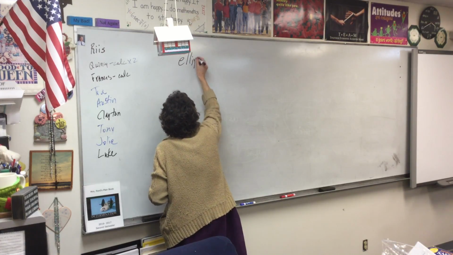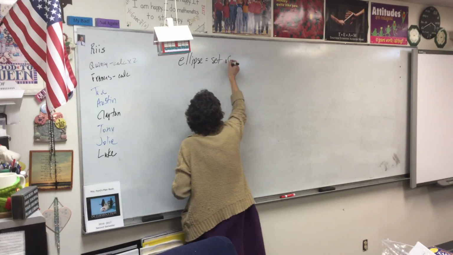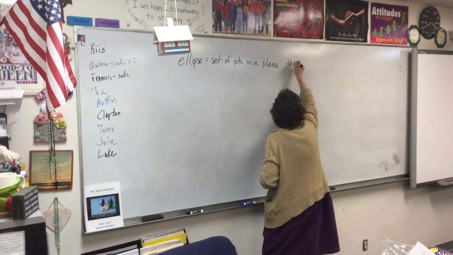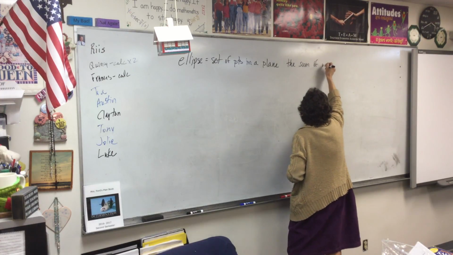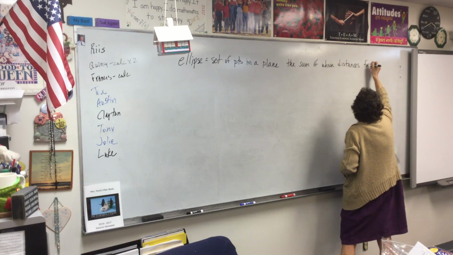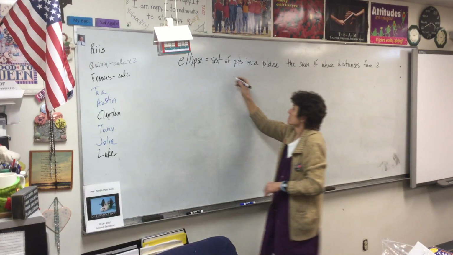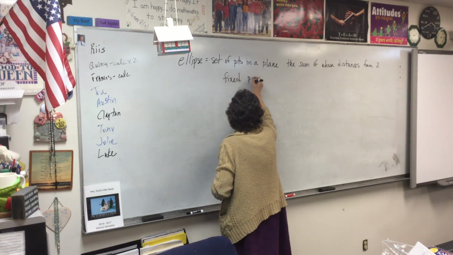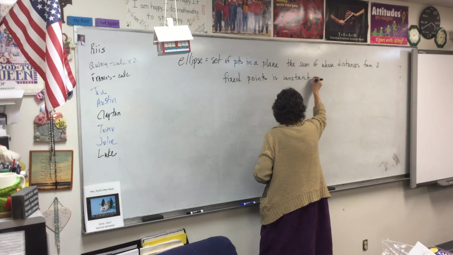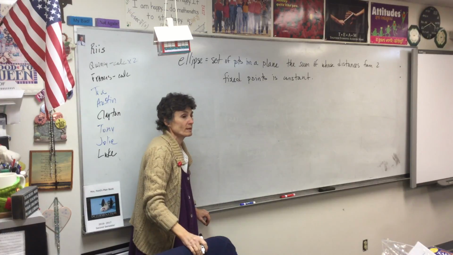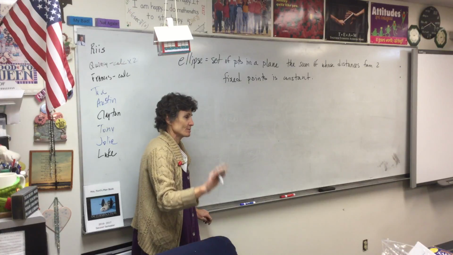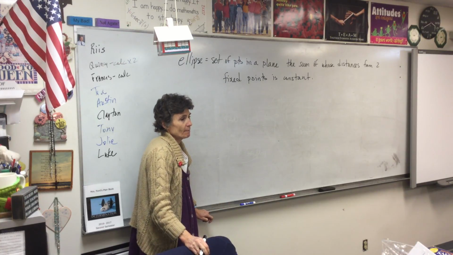Ellipse. Set of points in a plane, the sum of these distances from two fixed points is constant. Now, what do you think those two fixed points are? The vertices. No, not the vertices. There's 4 of those. What are the two fixed points? The foci. Yep, the foci.